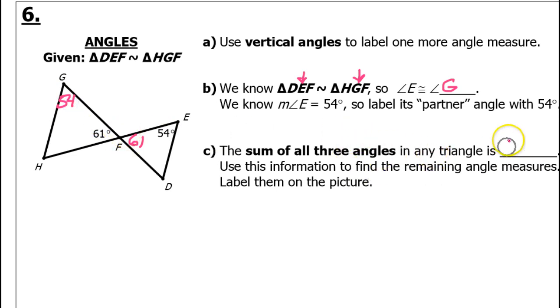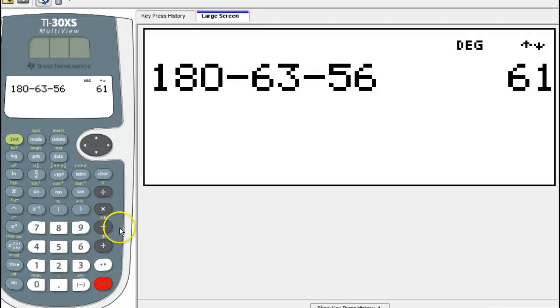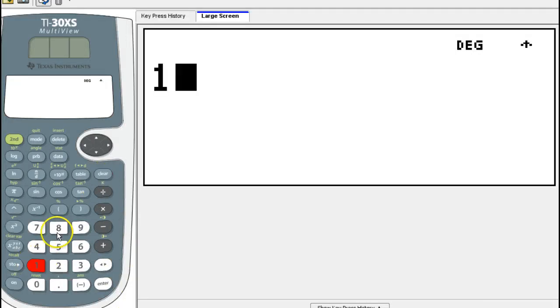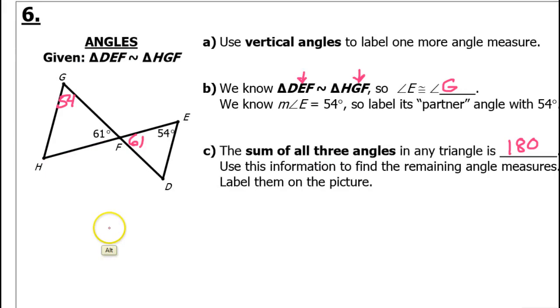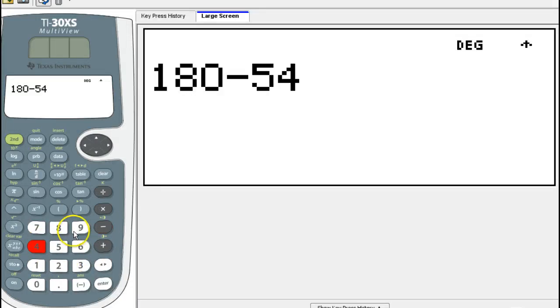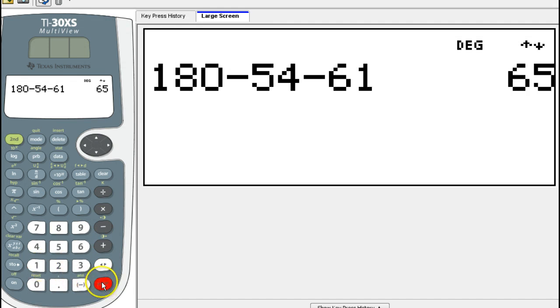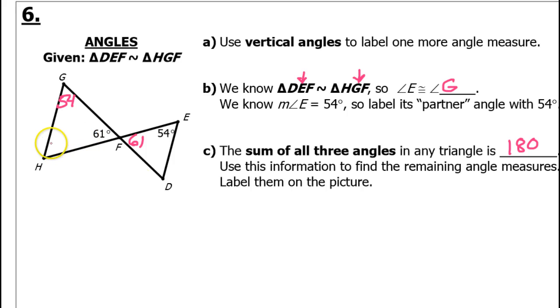Sum of all the angles in any triangle is 180. All right, so to find the missing angle, we're just going to subtract from 180. So if I do 180 minus, what were those two angles again? 54 and 61. Then I get 65. All right, so the missing angle must be 65.